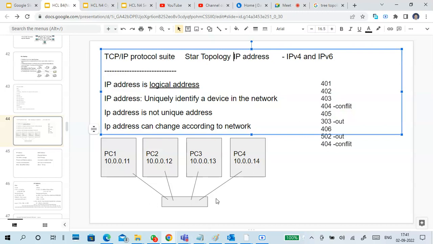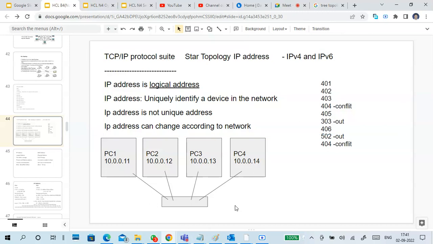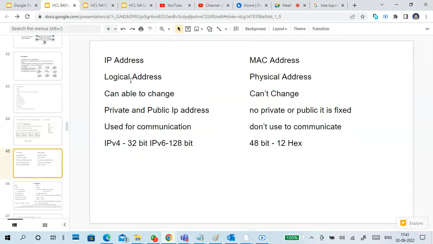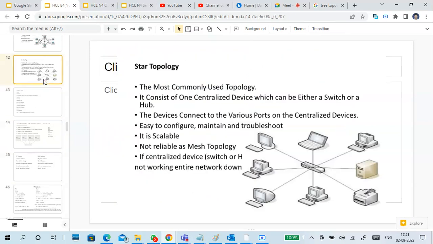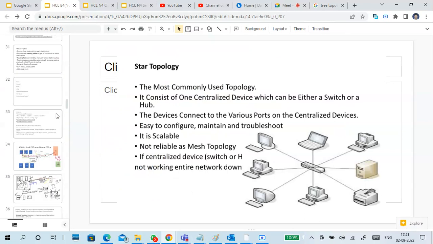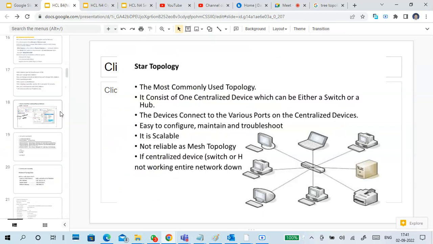We use the star topology. We use star topology, TCP/IP protocols, IPv4 and IPv6. Out of that, IPv4 is very important. Don't worry, I'm not going into IP addresses; I will tell you about that in the next class. This is about star topology.